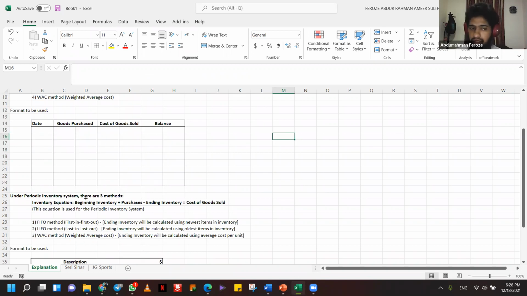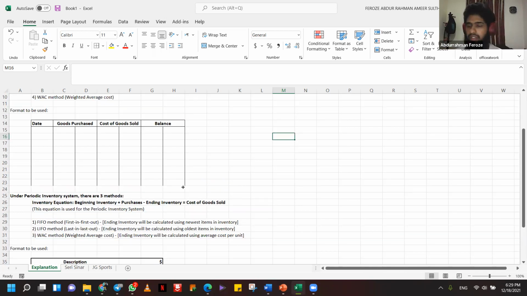Now the methods under the periodic inventory system. For the periodic inventory, one very important thing that is used is the inventory equation. The inventory equation states that the beginning inventory plus purchases minus ending inventory in a set period, let's say the month of March, equals the cost of goods sold. So the beginning inventory plus purchases in March minus ending inventory at the end of March equals the cost of goods sold. This equation is used whether we're using the first in, first out method, the last in, first out method, or the weighted average cost method.